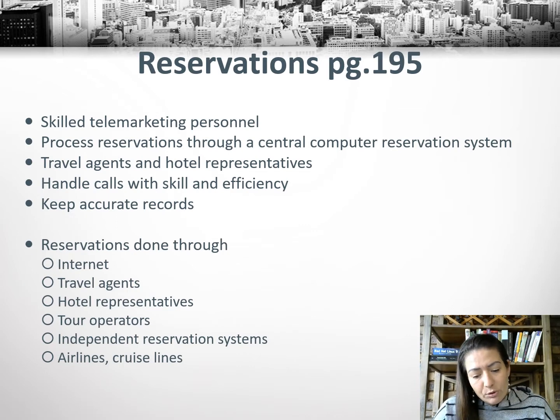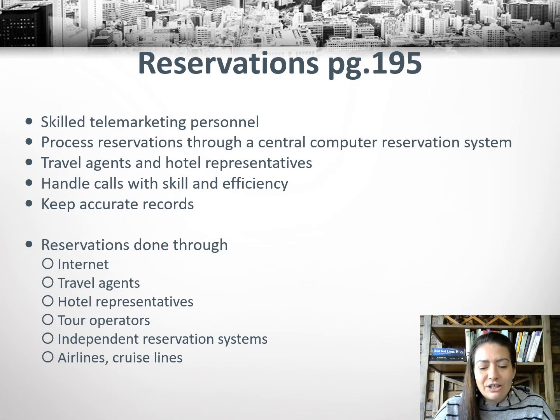Then the next department is reservations. They have to be very skilled with regards to telemarketing. That means it's almost like those people that phone you that want to sell something. They process reservations through the central computer reservation systems. Not only are there the people that work for the hotel, it's also travel agents and hotel representatives that can make bookings. So they have to handle all the calls with skill and efficiency, and they have to keep very good records.